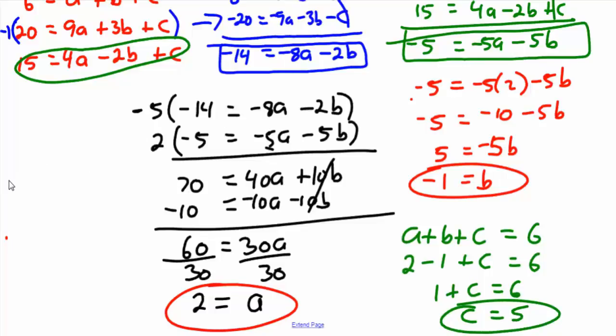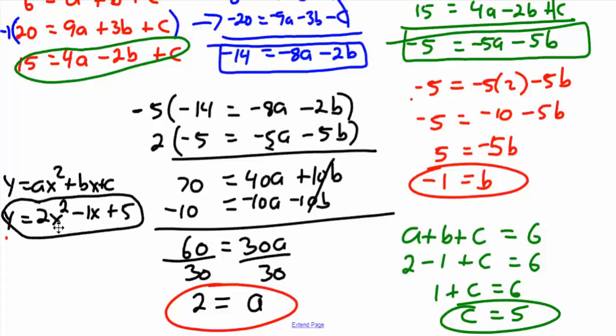All right, we got a, b, and c, and so now we can write our equation. Originally, what they wanted us to do, y equals ax squared plus bx plus c. y equals 2x squared minus 1x plus 5. That would be our answer because that's the parabola that has the a, b, and c values that we found here.